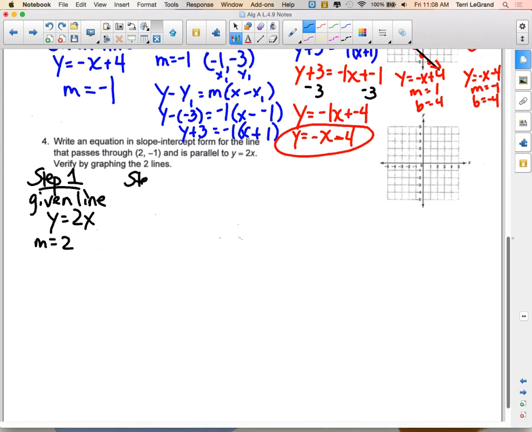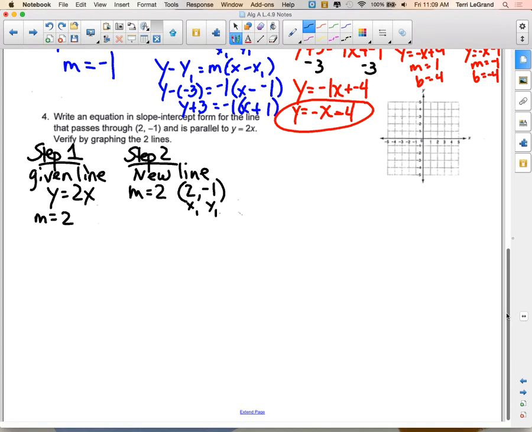Because then in step 2, we say, oh, well, I need a line parallel to this line. This is my new line. It has to have a slope of 2, or it won't be parallel to it. And it has to go through ordered pair (2, -1). So I have my x sub 1, y sub 1. y minus y sub 1 equals m times x minus x sub 1.